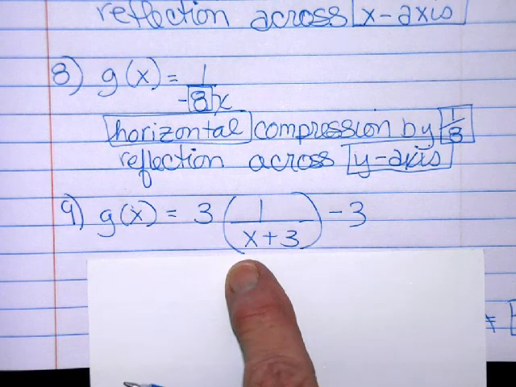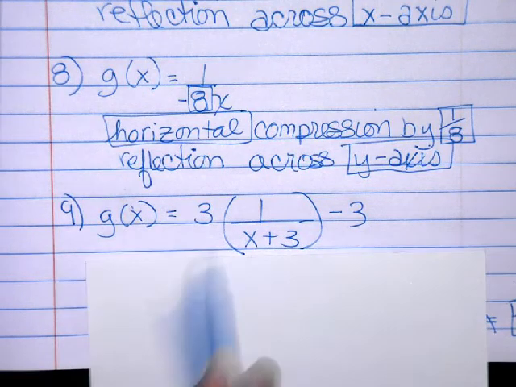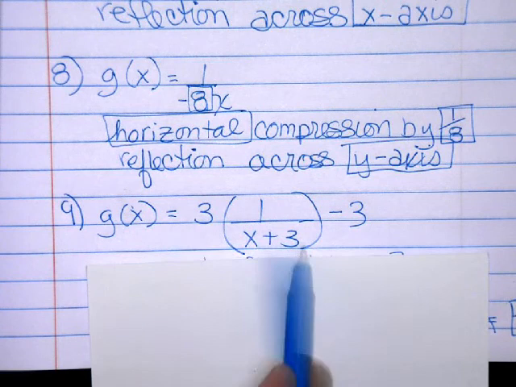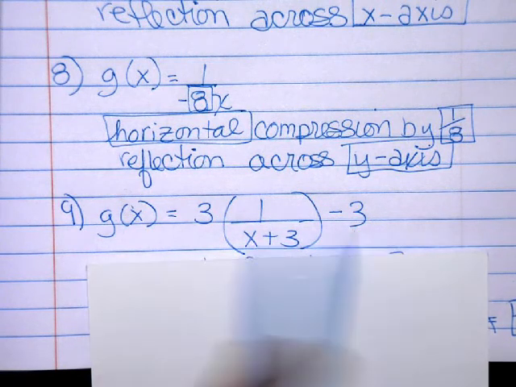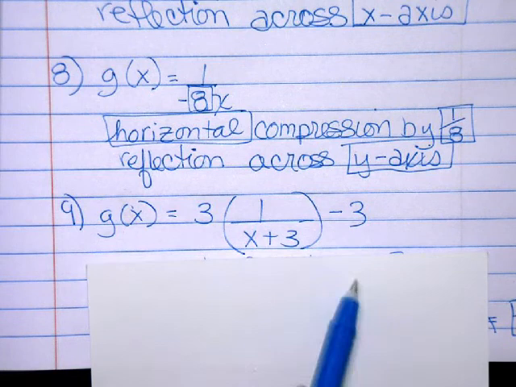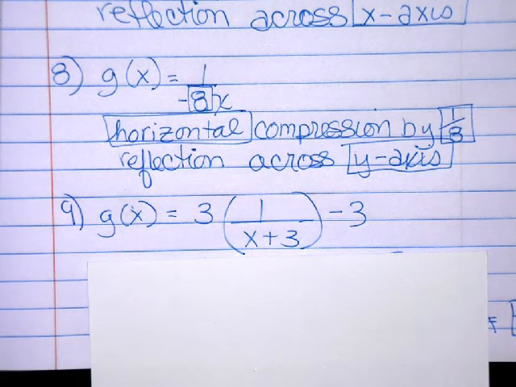So here is number 9. This will be the last one we'll do because it's a lot. It's got 3 things going on. It's got a multiplier of a, it's got an h downstairs, and then it's got a k off to the side. So a, h, and k. And you got to talk about every one of them and what do they do to the original graph.